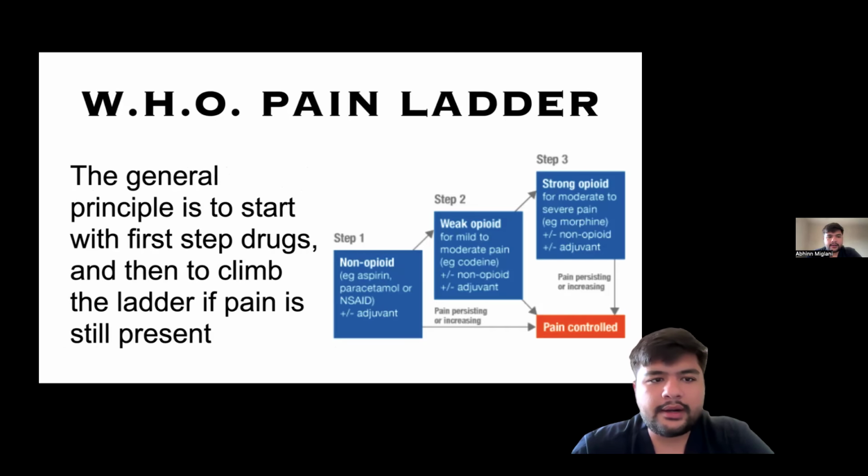WHO pain ladder. According to this, the general principle is to start with the first step drugs and then to climb the ladder if pain is still present. First of all, we will be choosing a non-opioid according to the indication, not blindly. Secondly, we will be choosing a weak opioid. Thirdly, if the pain persists and increases, then we will take a strong opioid.